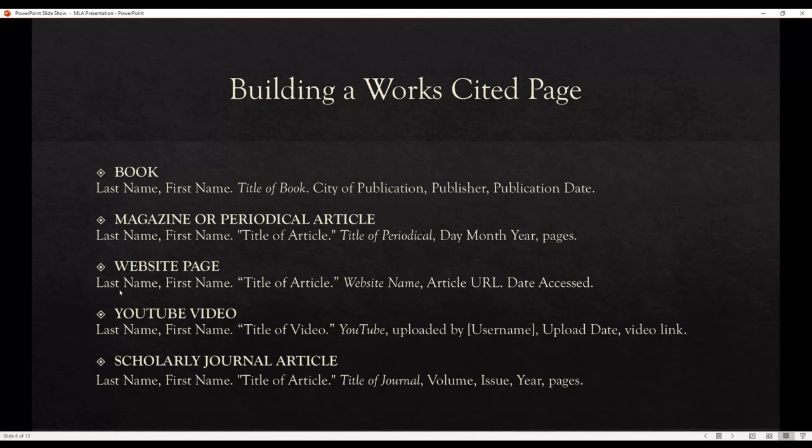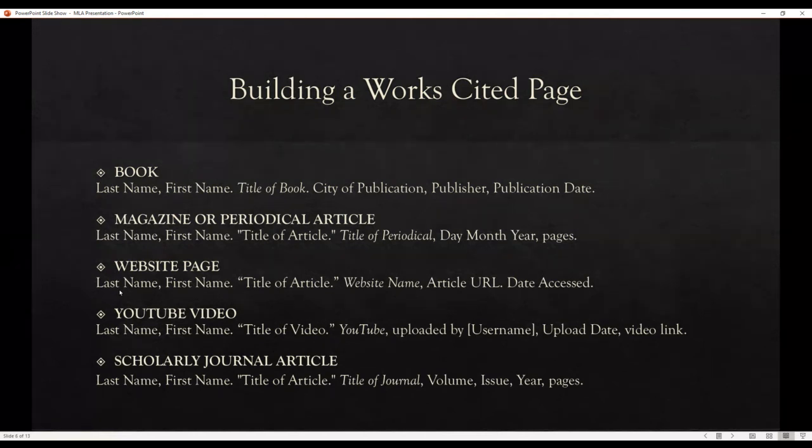Then we have the website page, and again, last name, first name, the title of the article in quotation marks, and the website name in italics. Again, this is very similar to a periodical. It's identical up to this point, where instead of the day, month, and year, we'll have the article URL, the website link. And finally, the date accessed. This is important because website pages can often change over time. Information can be altered on that page, so you want to record the day you accessed it, because then you can look at the Internet Archive and double check what the page looked like on the particular day that you accessed it.